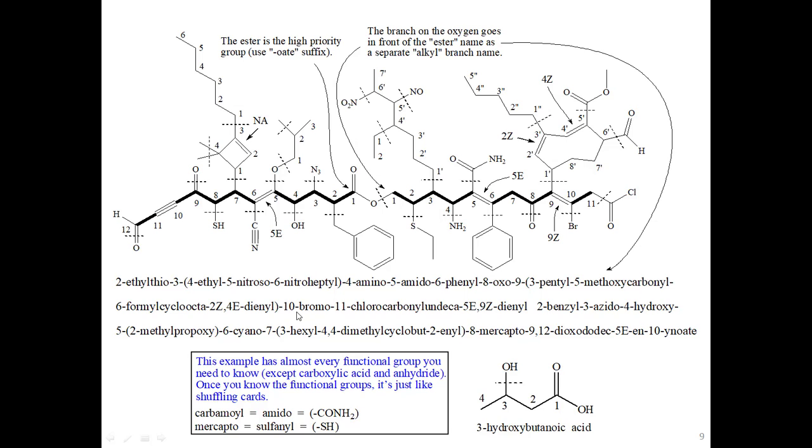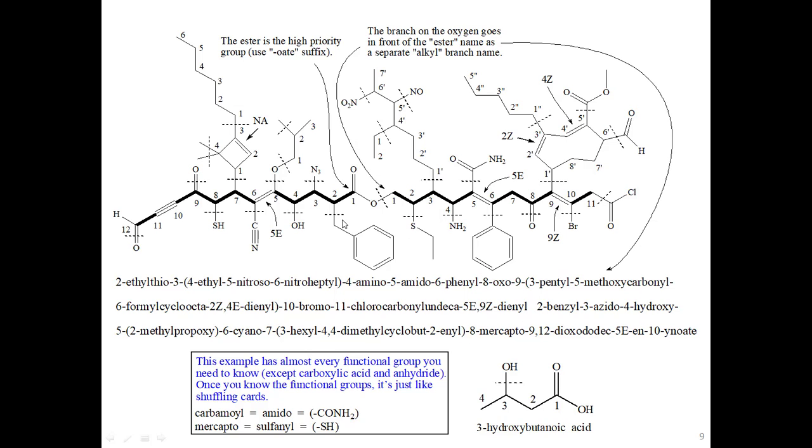10, very easy, 10-bromo. 11, we have the chlorocarbonyl. Okay, so remember, this is not part of the longest chain. Very easy to confuse. So chlorocarbonyl. And then we have 11 carbons, so that's undeca, because there's 2 double bonds, the dienyl. Yl, because it's a substituent.